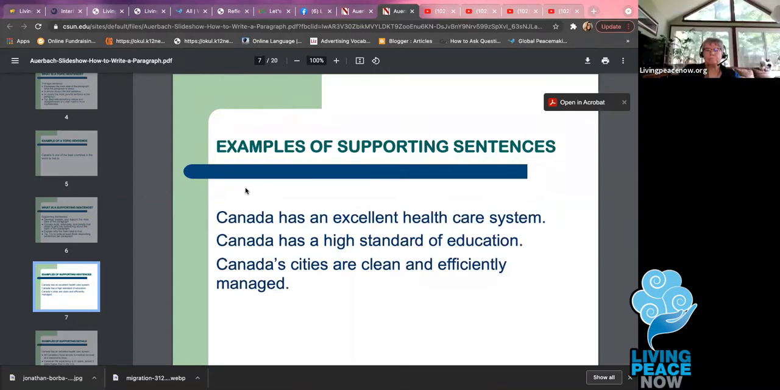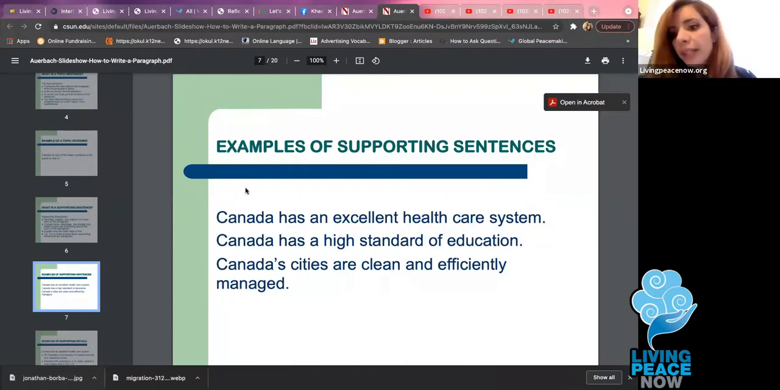Has an excellent healthcare system. Have you ever been in a care facility? Has your friend been in a care facility and she was happy with it? So this experience can work as your supporting sentence as an example. This is how it should be.